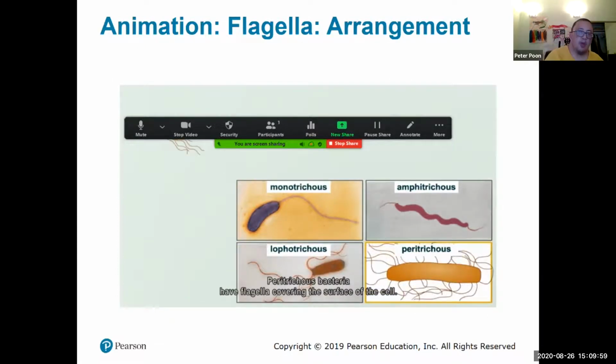Paratrichous bacteria have flagella covering the surface of the cell. Runs occur when all of the flagella rotate counterclockwise and become bundled, while tumbles occur when the flagella rotate clockwise and separate.